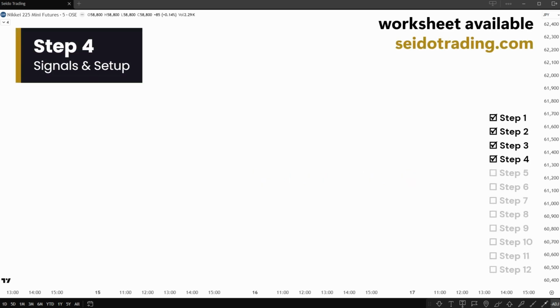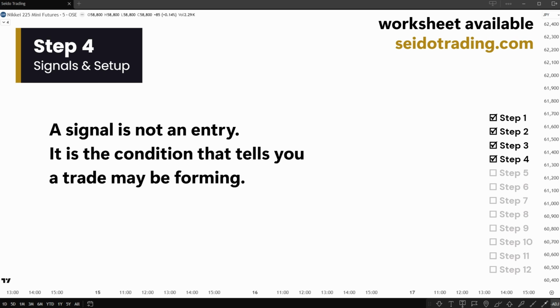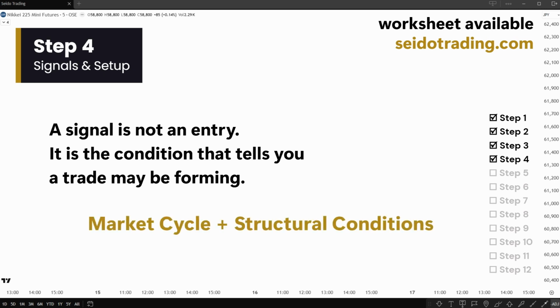Step 4, the signal and the setup. This is not the entry. It is a set of conditions that tells you a trade may be forming. Your job here is to define what the market must be doing before you begin looking for an entry. This includes the market cycle, the structural condition, and any additional filters such as higher time frame context or volume. The more precisely you can define the signal, the more consistently you will identify it under pressure.